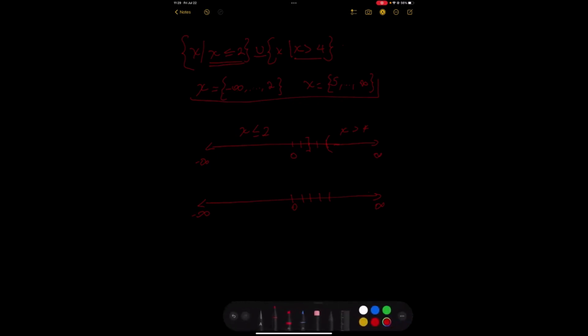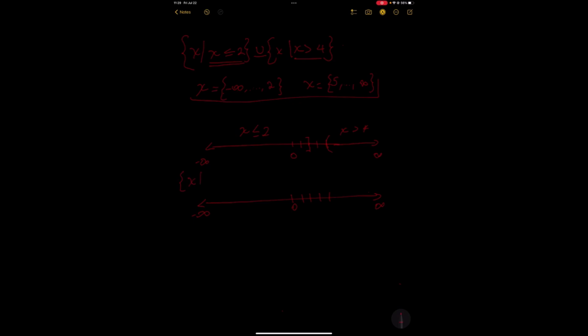Actually, let me take a different example instead of that one. Let's say instead of that we have a set like this: x such that x is greater than negative 1, intersection, x such that x is less than or equal to 4. Now, we have something to work with.